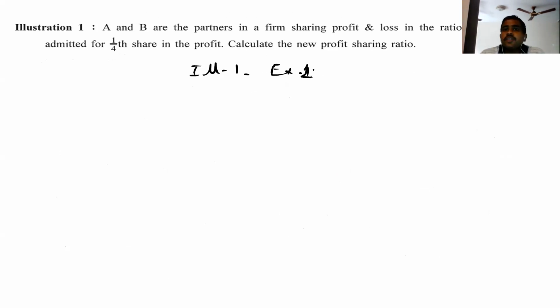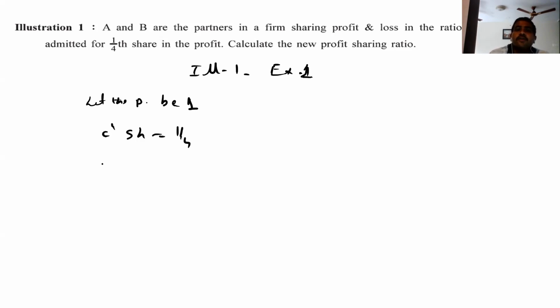Right, A and B sharing profit and loss 3:2. C is admitted for 1/4 in the profit. Calculate the new ratio. So how to do? Let the profit of the firm be 1. And after that, what we have to do? We have to give to the new one, C. How much? 1 by 4.